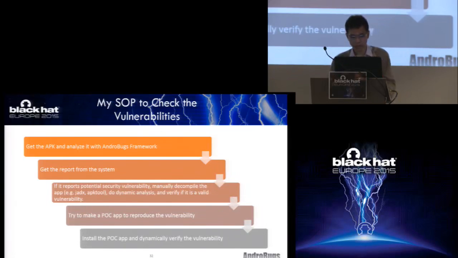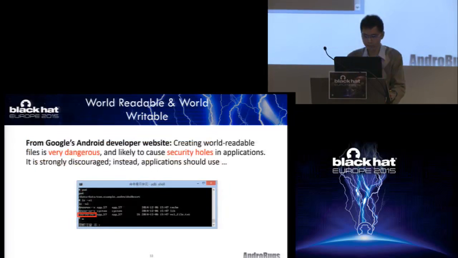So how do I confirm if it is a valid vulnerability? I make a proof of concept app. And you should always try to make a proof of concept app to prove and demonstrate the severity of your security vulnerability findings.